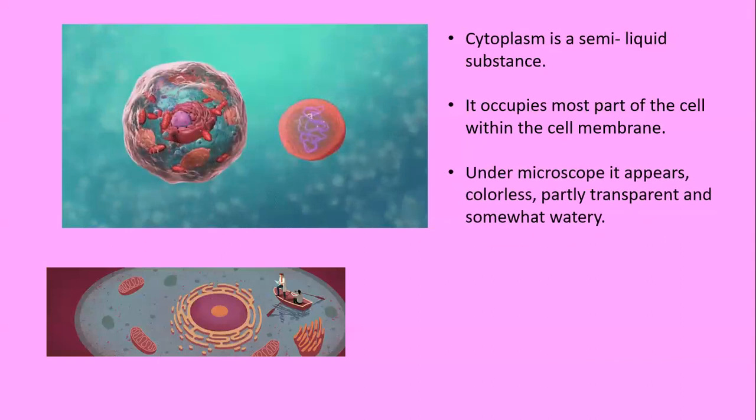So of course, since it's a watery kind of structure, whenever you observe it under the microscope, it will be colorless, right? Unless we add some stain, we will be able to see it in a much better way. So they are kind of watery, and hence when we observe it under the microscope, it will look transparent, right? That is why they say it appears colorless, partly transparent, somewhat watery.